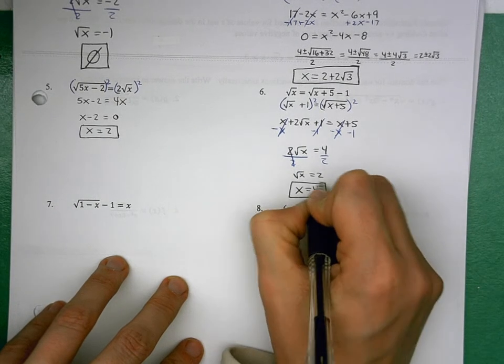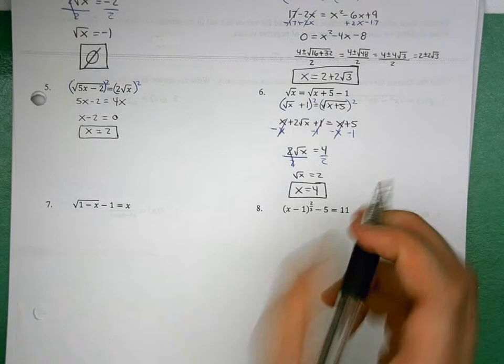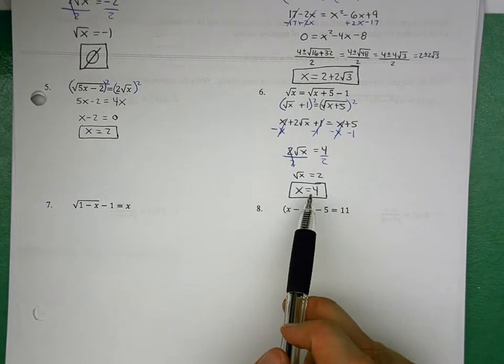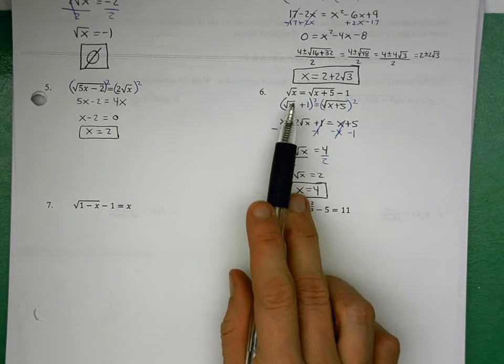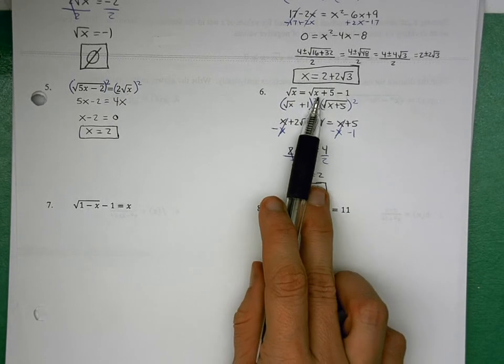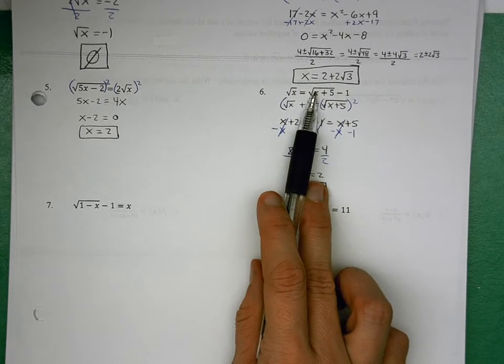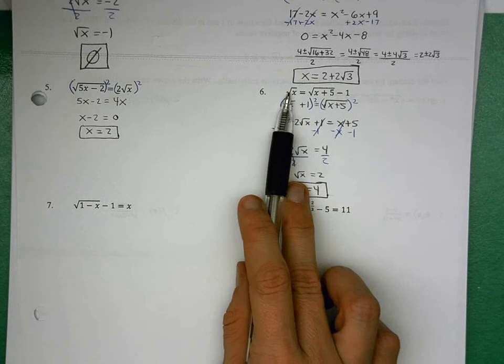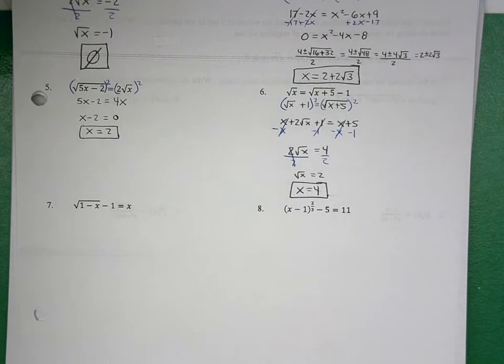Again, it's always good to double check. Make sure you are actually correct. Root 4 plugged in here would be 2. 4 plugged in here would be 9. Square root is 3. Minus 1 is 2. So sure enough, we get 2 equals 2, so we know we got the right answer.